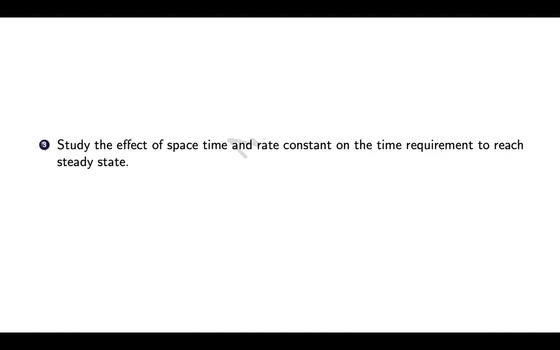You create a for loop. In the for loop, you will have the different space times that are given. For one space time, you do the calculation and plot it, and for the second space time, you again plot it. You do that accordingly. When you are studying space time, you keep the rate constant at a constant value. Again, if you're studying the effect of rate constant, you fix the space time to be a particular value and keep changing the rate constant to various values.